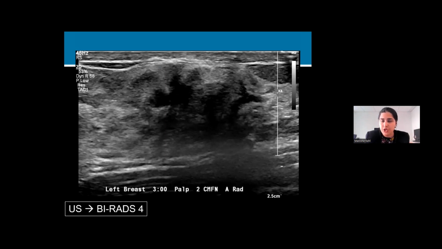Now, the reason I show this case is to highlight that we just can't always distinguish between benign findings and cancers on imaging. This benign condition, diabetic mastopathy, has the same imaging features as breast cancer. Even if I had known the patient's history that she had long-standing insulin-dependent diabetes, I still would have recommended the biopsy since the imaging features of diabetic mastopathy and breast cancer overlap.